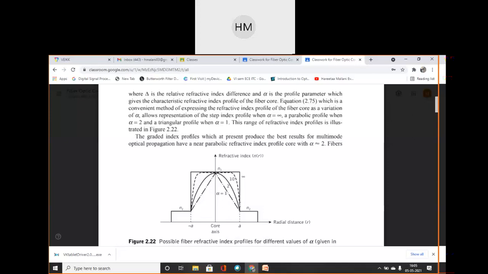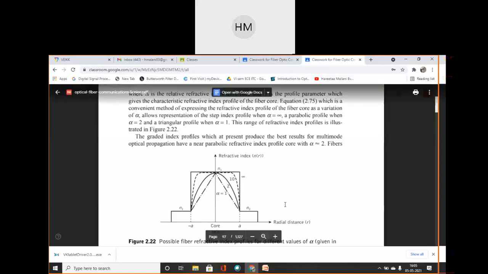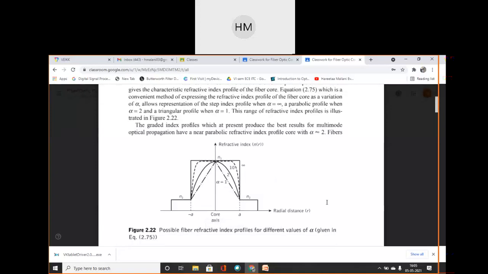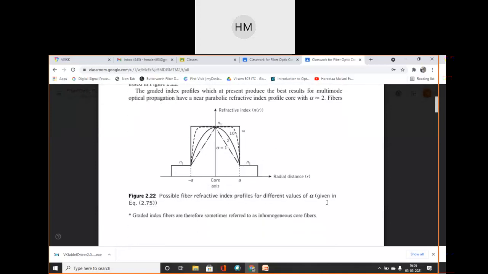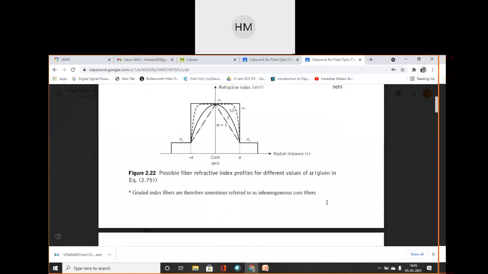You can see a parabolic profile when alpha equals 2. This is the value of 2. Here you can see alpha equals 2. The value gives a parabolic profile. Okay. Triangular profile for alpha equals 1. Alpha equals 10 is shown near about square. So clear, students, this is the graded index profile. It is also known as inhomogeneous core fibers. Graded index fiber is also known as inhomogeneous core fiber.